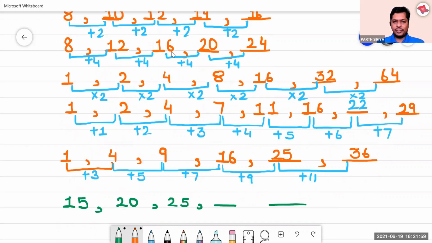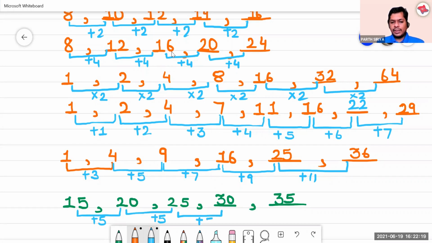Anyone can answer from both of you. The pattern is 15, 20, 25. What would be the next number? 30 and 35. Correct, 30 and 35. Over here also, if you look at the gap between the two numbers, you have added plus 5, again plus 5, plus 5, and plus 5.